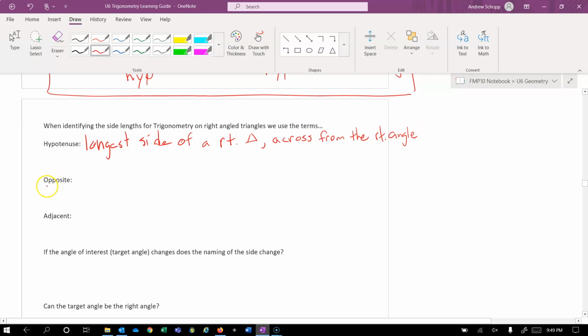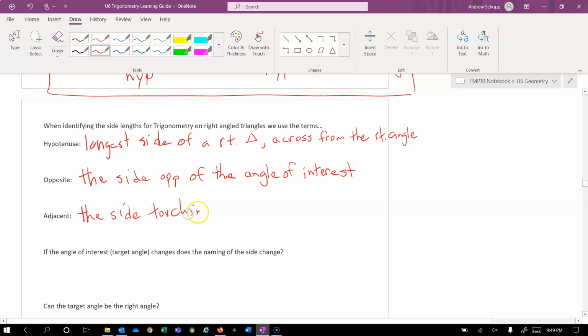One of the other side lengths is the opposite, and it's this side opposite the angle of interest. And the adjacent side is the side that's touching the angle of interest.